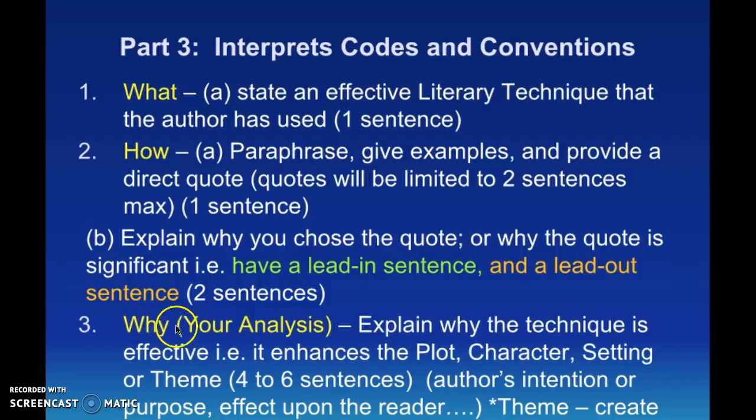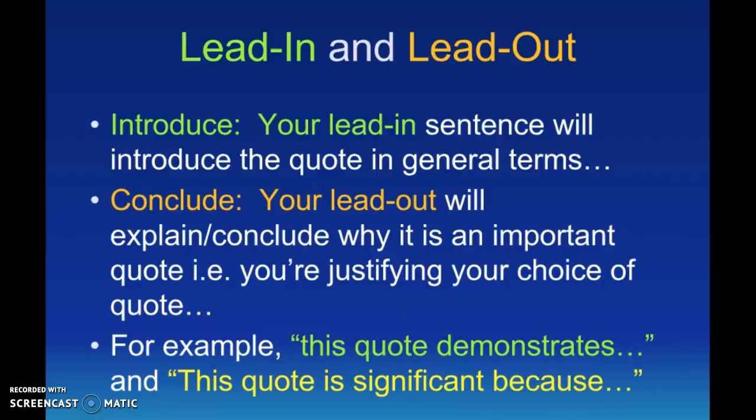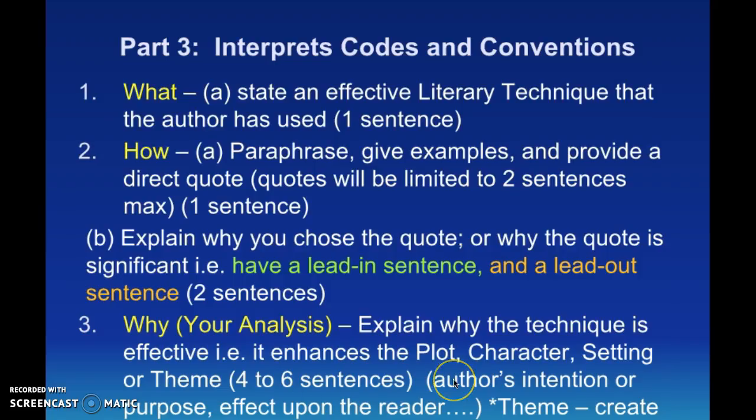Then the last point is the why, okay? This is the explain portion. This is your analysis, and this is the important part. So you're going to explain why the technique is effective. It enhances either the plot, character, or setting, in 4 to 6 sentences. So it can be talking about the author's intention, message, purpose, or effect on the reader. And it can look at theme, etc. Okay, great. Connect it to your theme, right?